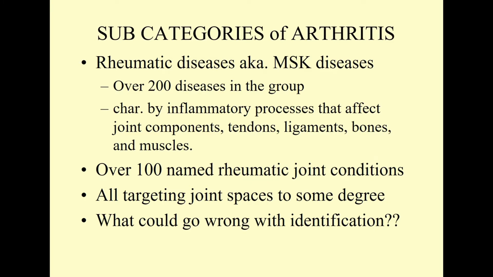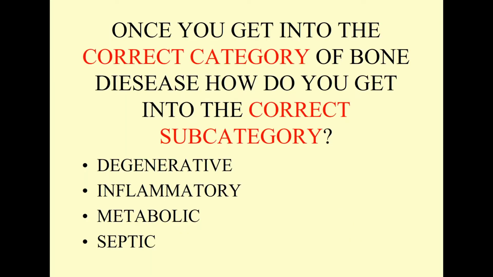So really, what could go wrong with this? Well, it turns out a lot. So we've had to come up with a way to guide ourselves through this process, and really a systematic approach is required. We already talked earlier in the introduction section about getting to the right category of bone disease. So here we are in the arthritis subcategory. We can further divide the arthritis group into subcategories of degenerative, inflammatory, metabolic, and septic arthritis. This will be helpful, and each one of them has some significant differences.